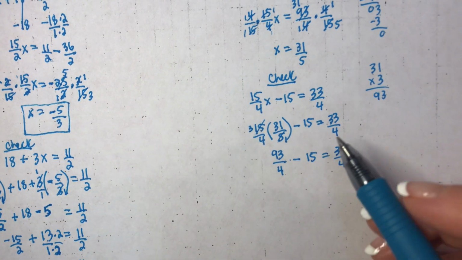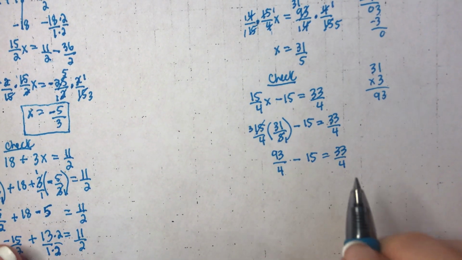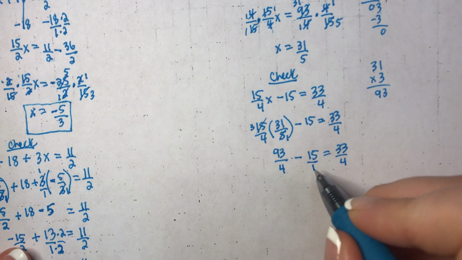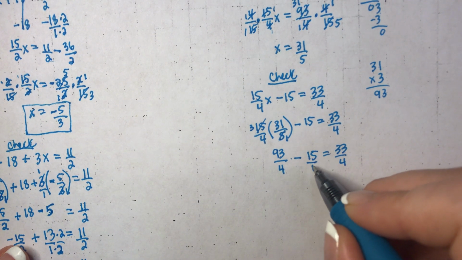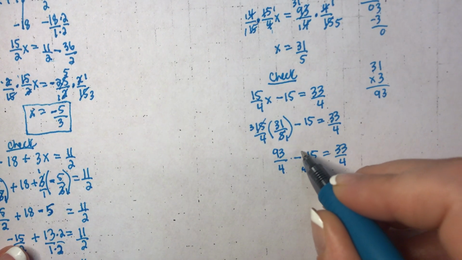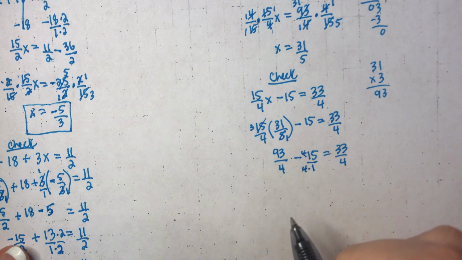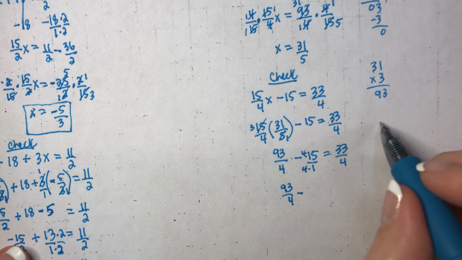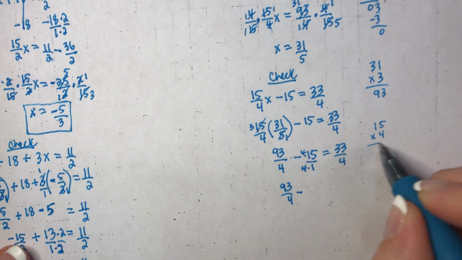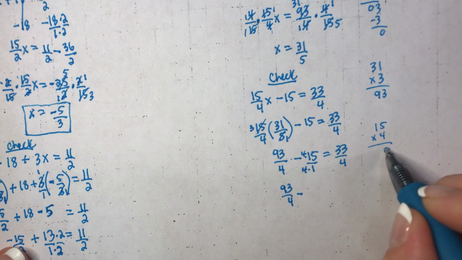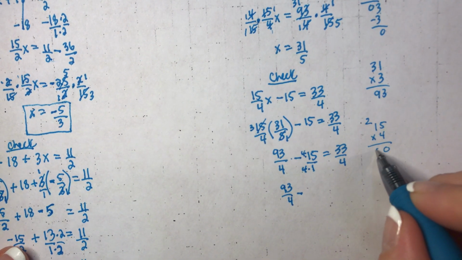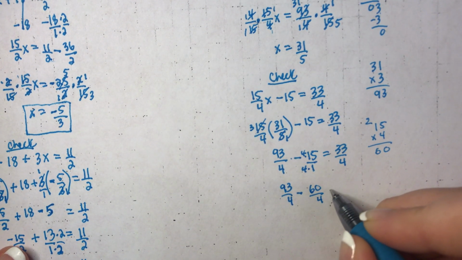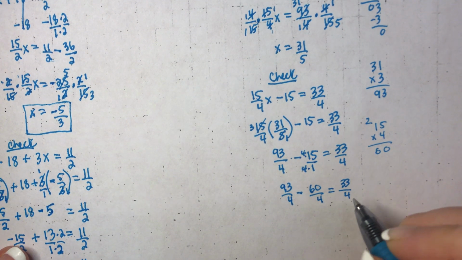Well, we have to simplify this. To do that, we need to get a common denominator. So we're going to make 15 a fraction, 15 over 1. And the common denominator between 1 and 4 would need to be 4. So we're going to multiply 4 to the bottom and to the top. And yeah, I'm just going to rewrite this. Minus 4 times 15. 15 times 4. 4 times 5 is 20. Write the 0, carry the 2. 4 times 1 is 4, plus 2 is 6. So 4 times 15 is 60 over 4 equals 33 over 4.